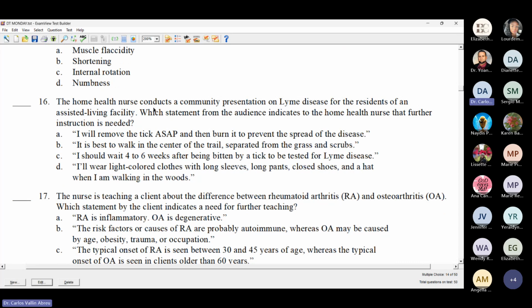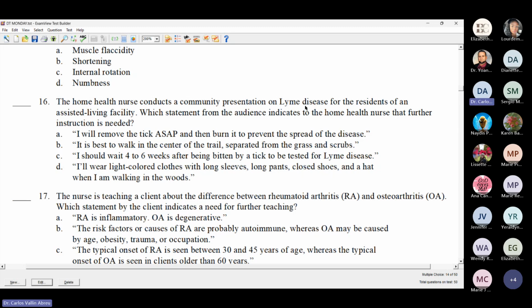The home health nurse conducts a community presentation on Lyme disease for the residents of an assisted living facility. Lyme disease in an assisted living facility. Okay, this is the question. You need to dance with the music that the orchestra is playing. So if they make this question in English, you need to accept Lyme disease in a nursing home. Which statement from the audience indicates to the home health nurse that further instruction is needed? What is wrong about Lyme disease?